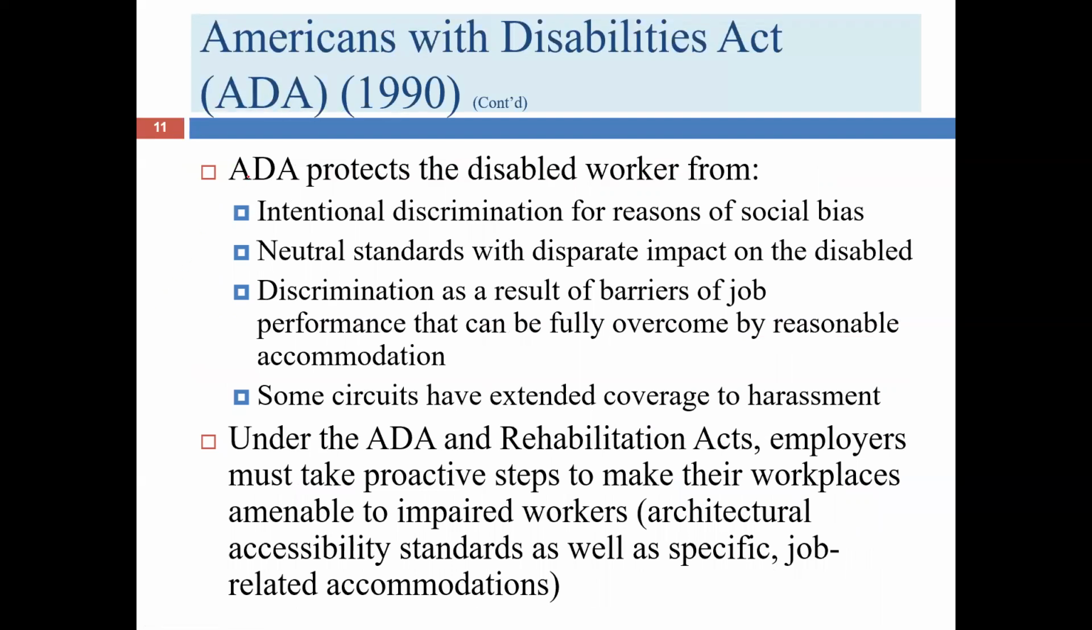So the ADA also prohibits employers from intentionally discriminating. Now, most of the time, people don't discriminate against the disabled because they don't like the disabled. I suppose there are people who are afraid of the disabled, or there can be certain disabilities that have a social stigma associated with it. For example, HIV or AIDS can fall into that category.